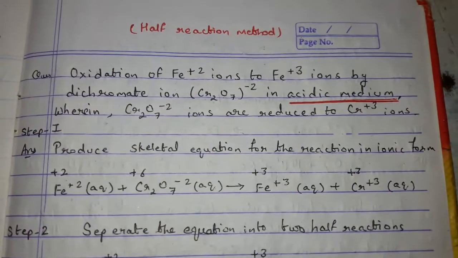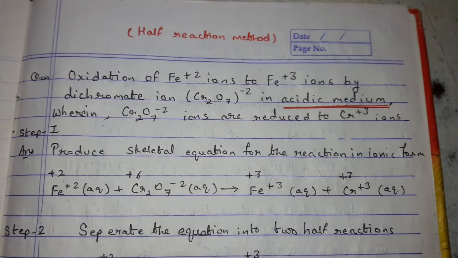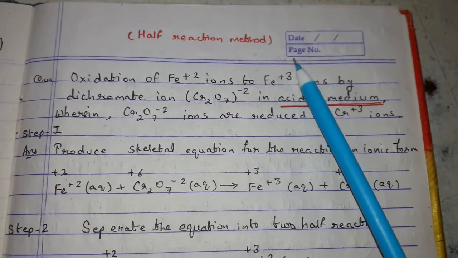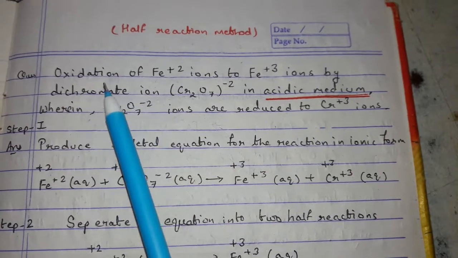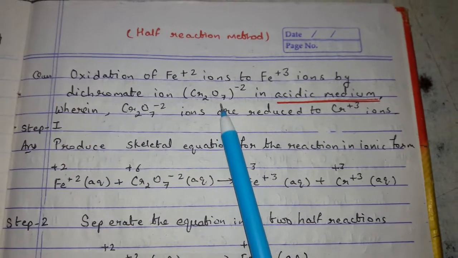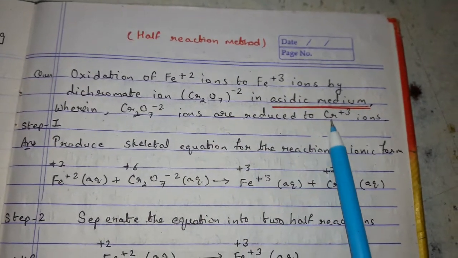Good morning students. Today in this video we will discuss how we can balance a redox reaction which is given in acidic medium by the half reaction method. Now just see, it is given that oxidation of ferrous ion to ferric ion takes place by dichromate ion in acidic medium, wherein the dichromate ions are reduced to Cr+3 ions.